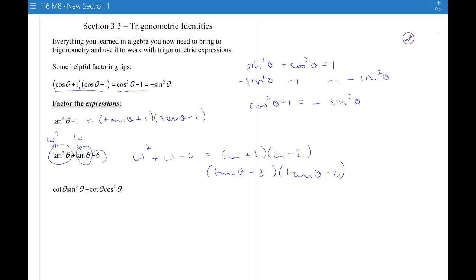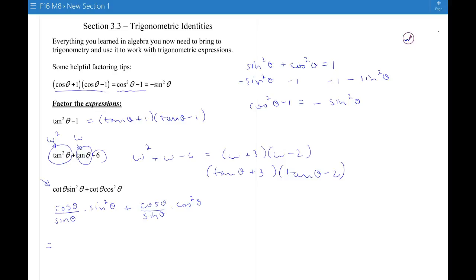Okay, so this next one has two things I would do. First, I would change anything that's not already sine and cosine to sine and cosine. So I would change cotangent to cosine theta over sine theta, and then that's times the sine squared of theta. Then cotangent of theta is cosine of theta over sine of theta, and that's times the cosine squared of theta.